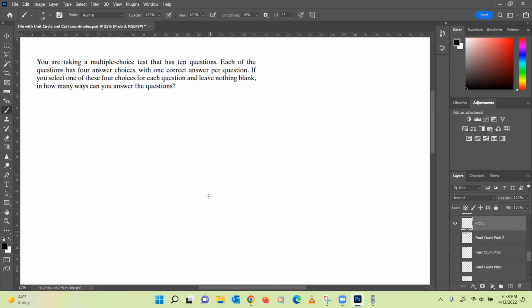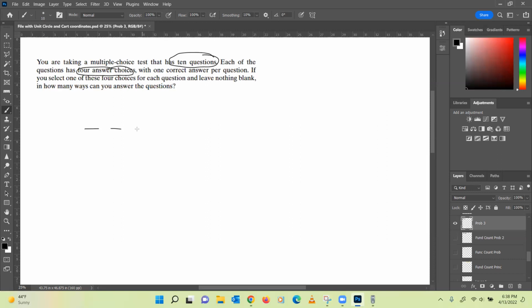Here we're taking a multiple choice test that has 10 questions. Each of the questions has 4 answers. If we select one of the 4 choices for each question, leave nothing blank, in how many ways can we answer the question? So it's tempting to do, well, I've got 10 questions, I've got 4 answers, 10 times 4 is 40, but that's not quite going to work out for us because those aren't separate categories. One thing is actually defining another.